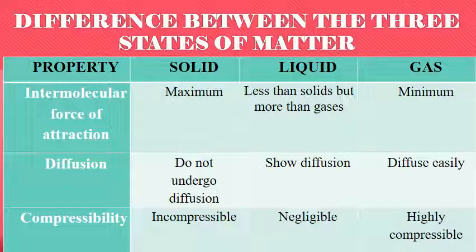And in gas, as the intermolecular space is large enough, the gas is highly compressible. They can be compressed very easily, or to a greater extent. So the particles can be brought closer to one another by application of pressure, or even by reducing the temperature, and you can reduce the interparticle space between the molecules in a gas.